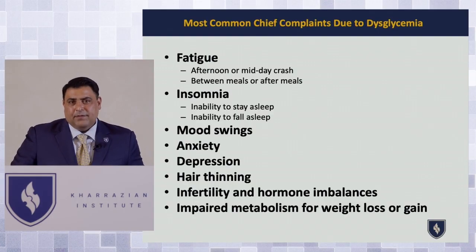Infertility is one of the main things that happens in females when they start to have dysglycemia. We're going to talk about that in great detail in the next module. And then just any complaints about impaired metabolism, inability to gain or lose weight. Those are big issues. But the most important one is going to be changes in energy levels and fatigue. That will be your biggest clue.